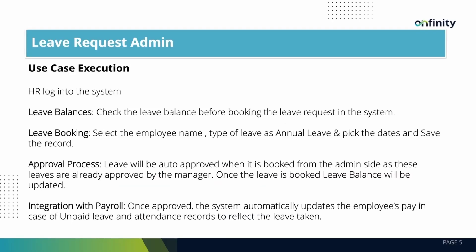During execution, HR will log into the system and check the leave balance of the particular employee before applying for leave. They will then select the employee's name, leave type, and pick the dates. The leave will be auto-approved when booked from the admin side, as these leaves have already been approved by the manager. Once the leave is booked, the leave balance will be updated accordingly.